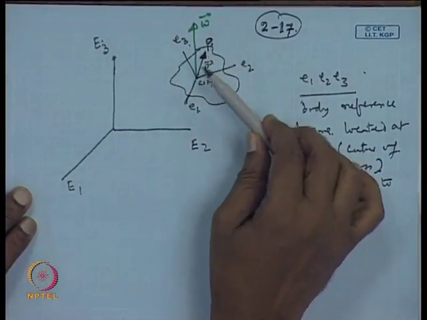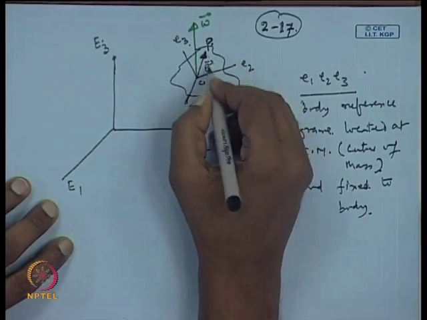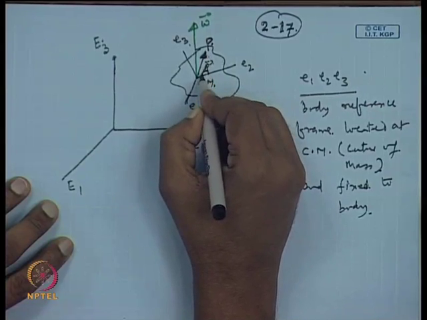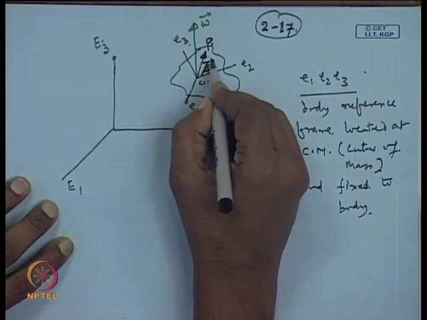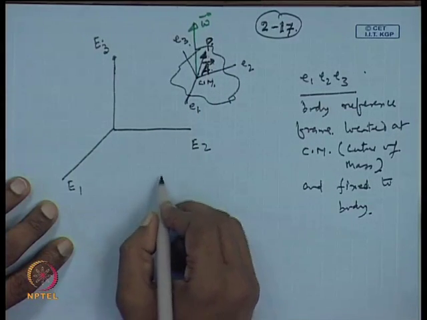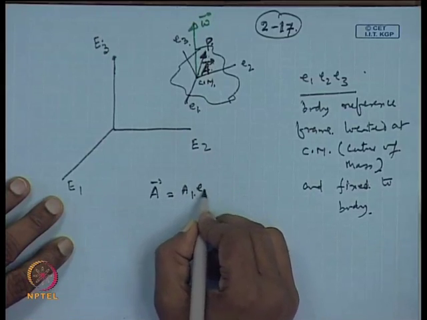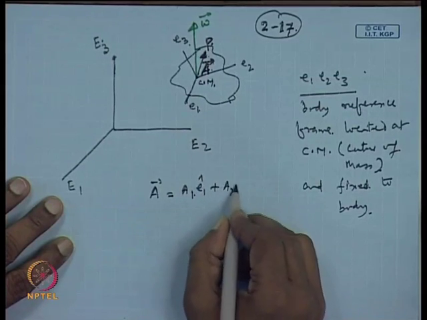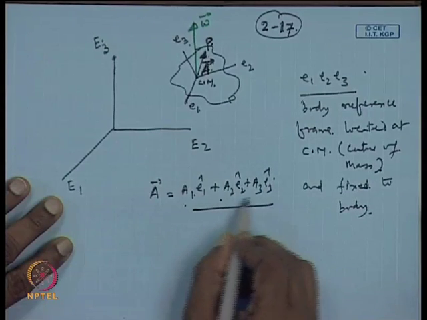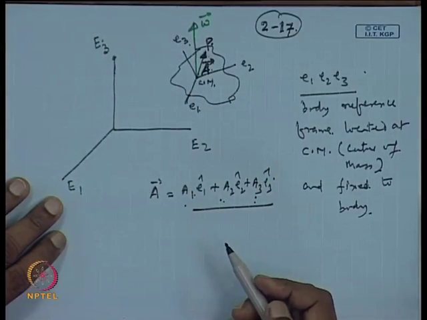Okay, so what I will try to do here, instead of writing rho, let us in the beginning indicate this vector by A. So, this A vector will have components in the body reference frame, where A 1, A 2 and A 3 are the components along the E 1, E 2 and E 3 direction in the body reference frame.